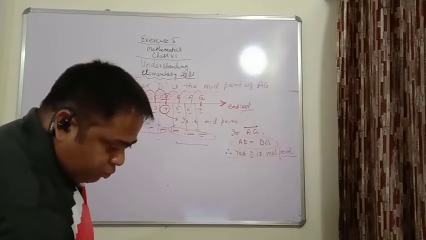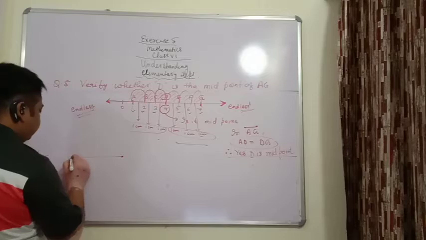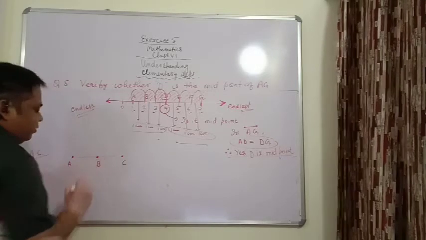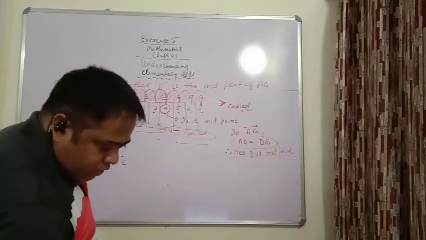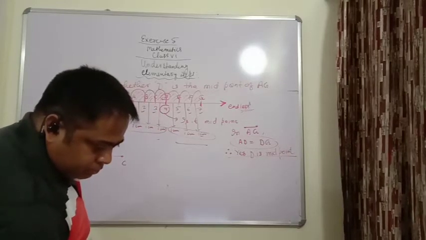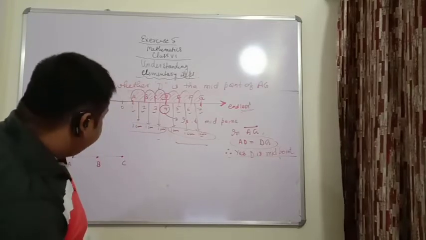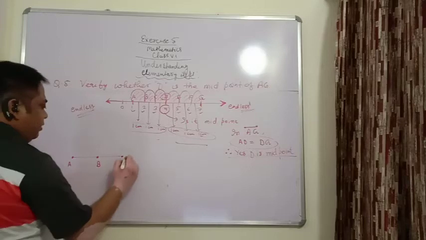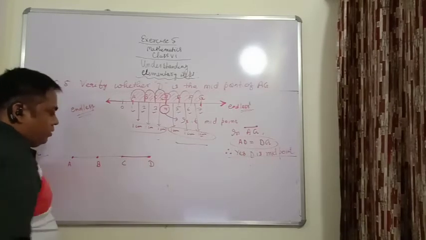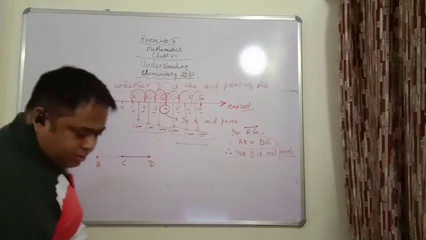If B is the midpoint of AC, let this be AC, and B is the midpoint, and C is the midpoint of BD. So C becomes the midpoint of BD.